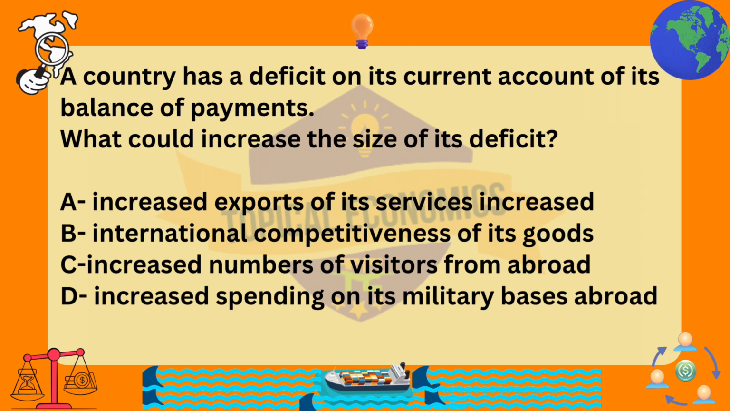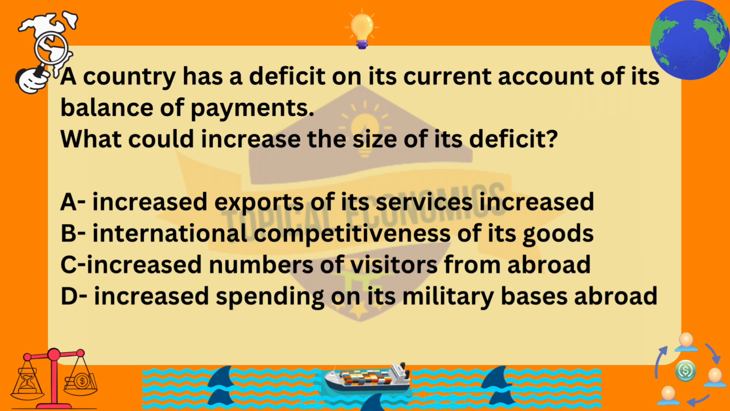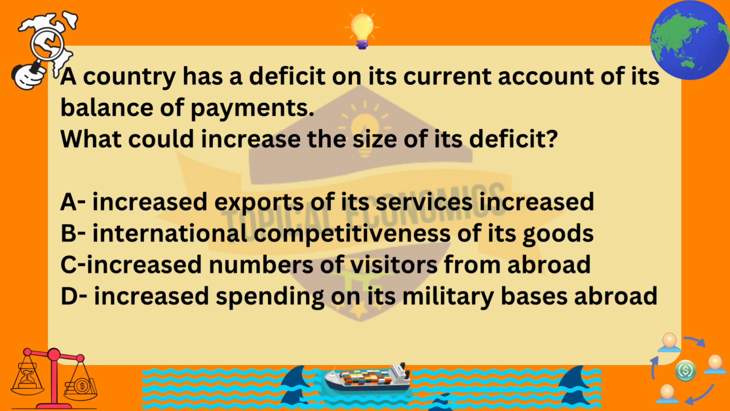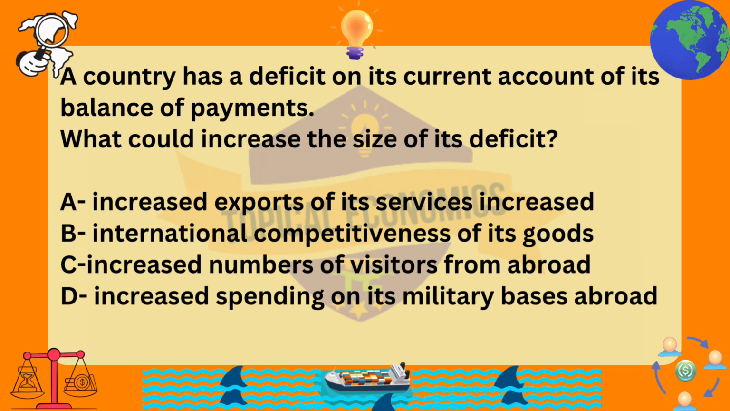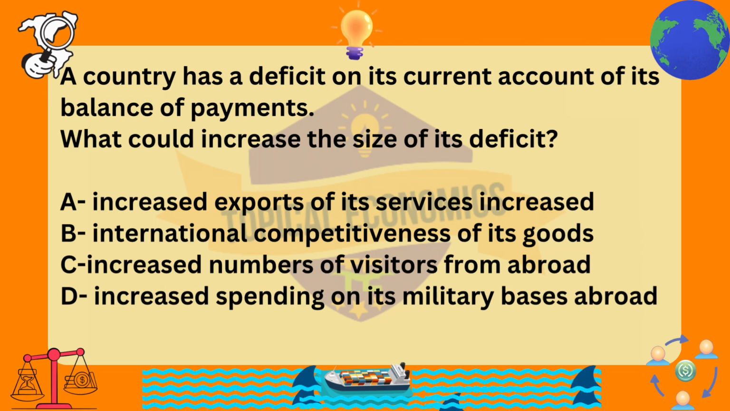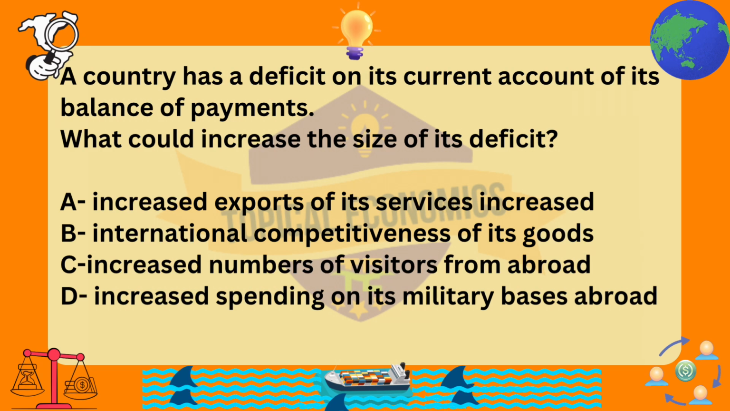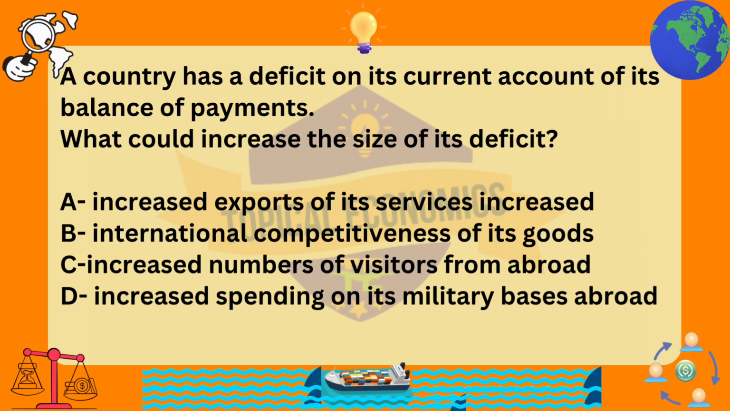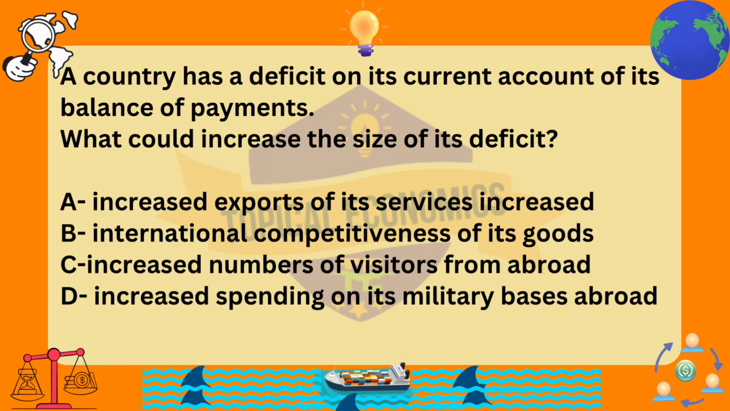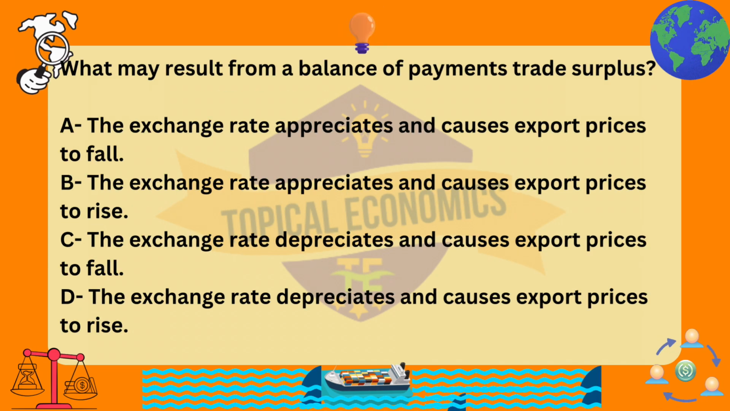To increase a country's current account deficit, the outflow of money, imports, income payments, or other expenditures, needs to rise relative to its inflow of money from exports and other income sources. Increased spending on its military bases abroad directly leads to an outflow of funds from the country, as it involves payments for services, goods, or personnel abroad, all of which would be recorded as a debit in the current account. This would increase the deficit, as the country is spending more on foreign services or resources without receiving equivalent income in return. Moving to the fifth question.